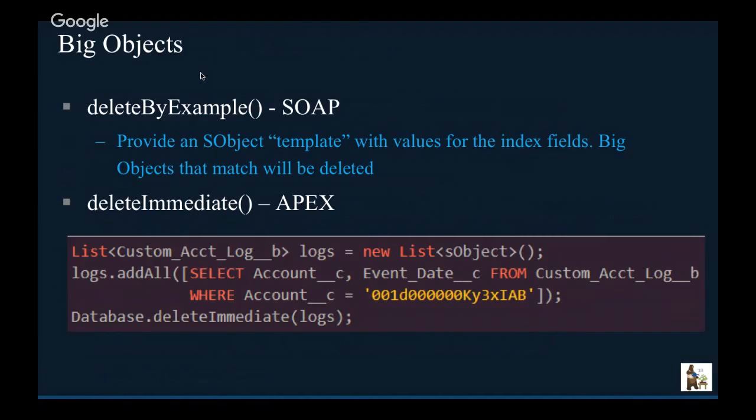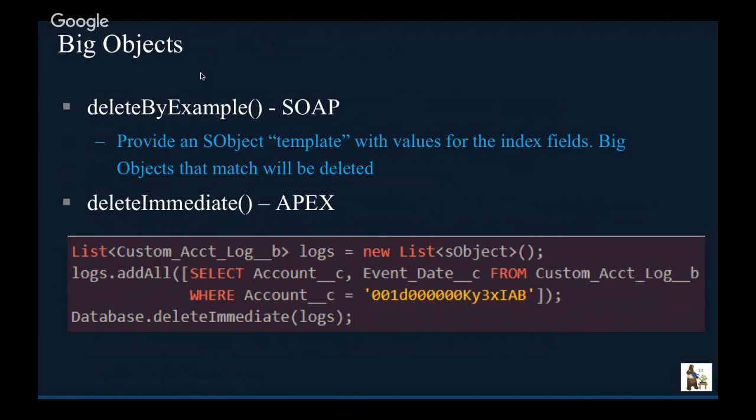What came new in Spring is SOAP, called delete by example. Objects, create a big object, you specify what the index fields are on the big object. Ideally, the idea behind the big object is you can have millions and millions and millions of records. And they kind of restrict you to make sure you're using indexes.